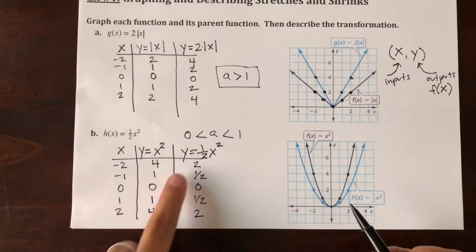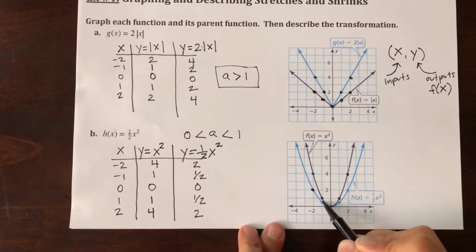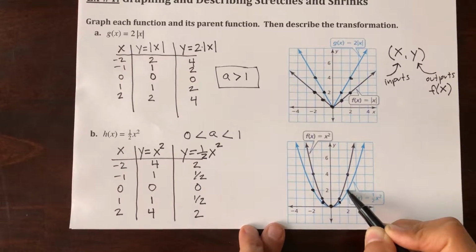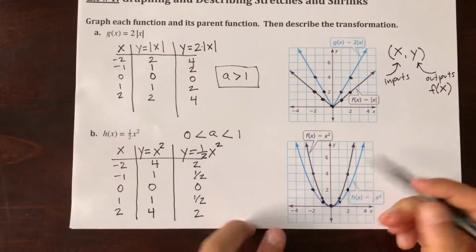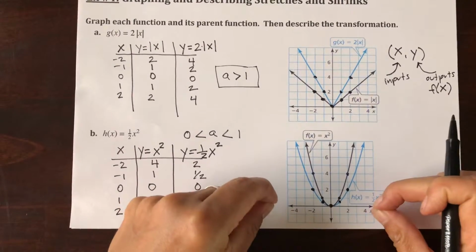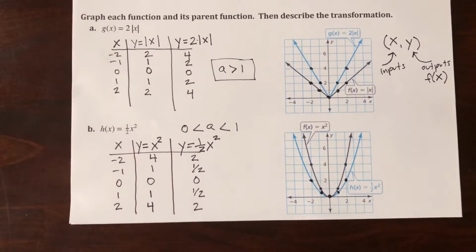So -2, 2 is here. -1, 1/2, 0, 0, 1, 1/2, 2, 2. So we have shrunk all of our outputs vertically. So they're being shrunk towards the x-axis, which widens our parent function.